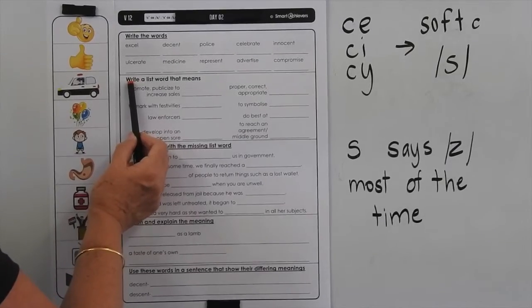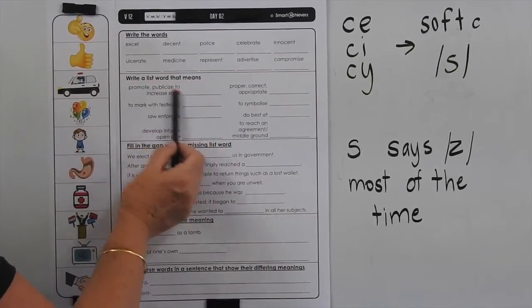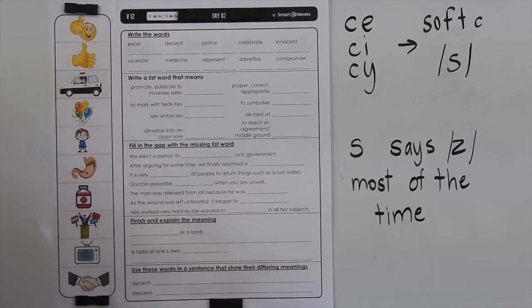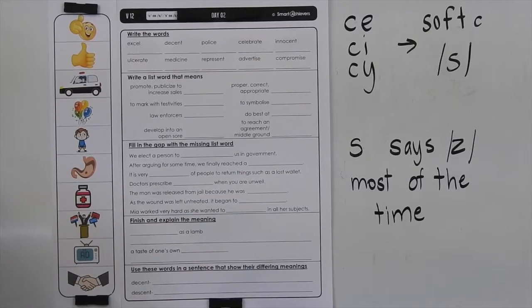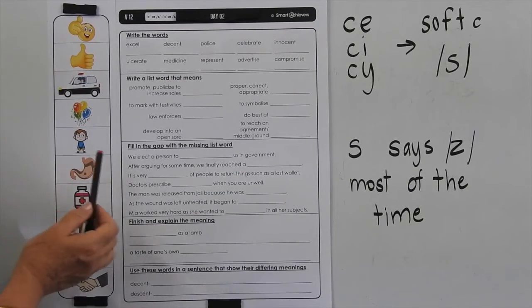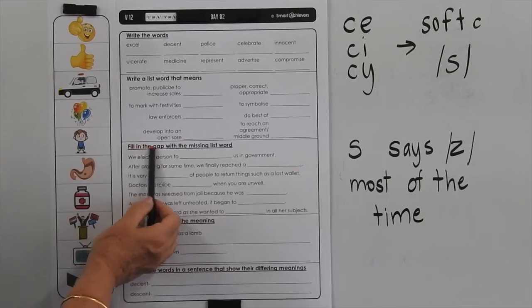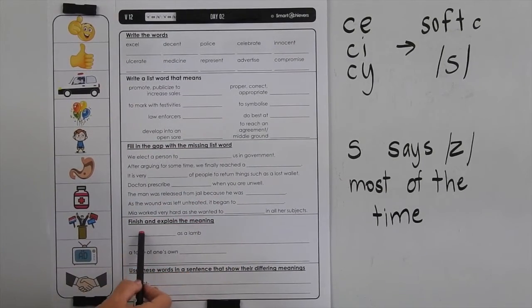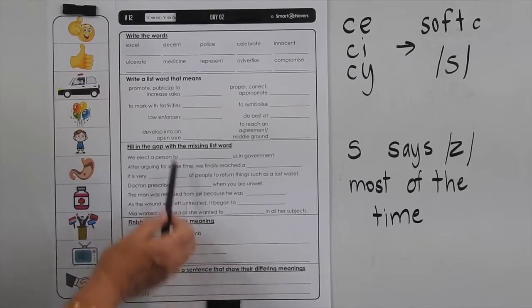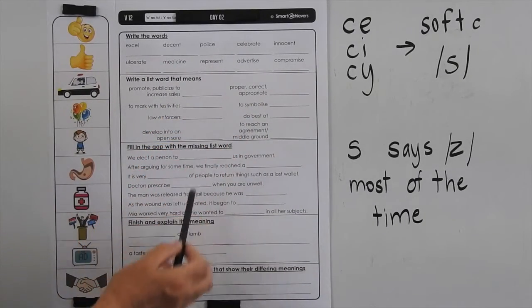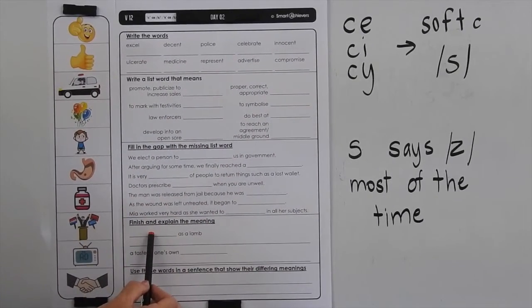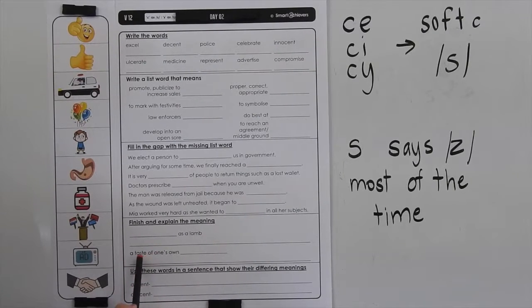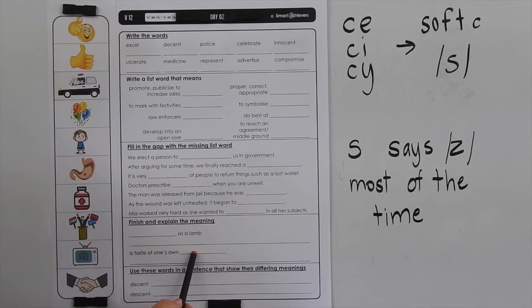So what you have to do here is write a list word that means. We went through the meanings yesterday, so if you're still a little unsure, go back to day 1 video and watch that again. Then fill in the gap with the missing list word. Finish and explain the meaning. Something is a lamb. So by the time you've gone through the words, you'll work out which word would best suit that saying. And a taste of one's own, what would be the missing word there. You may need to discuss those within your group.